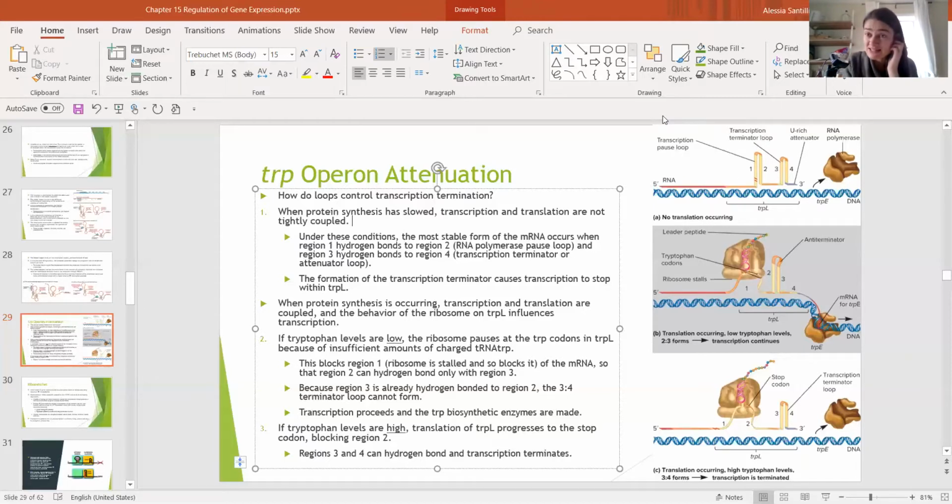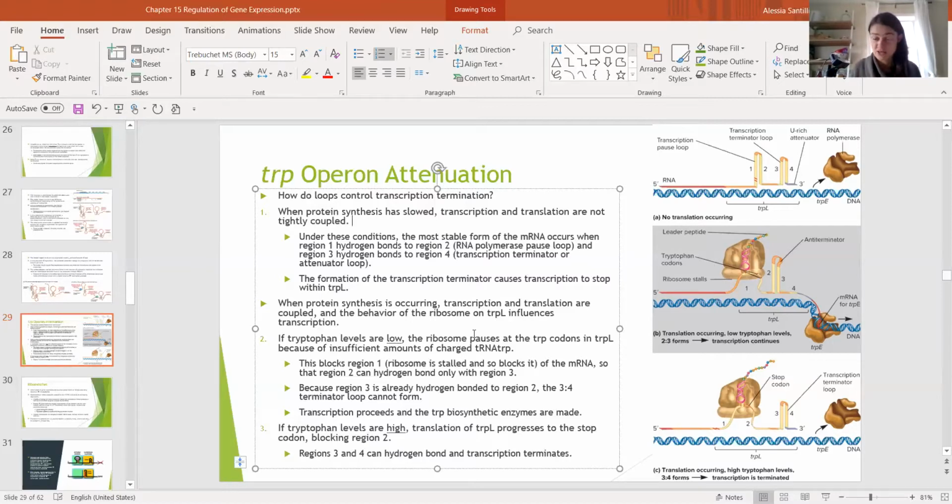So when protein synthesis has slowed, transcription of the tryptophan operon doesn't work, which makes sense because why make your amino acids, the building blocks of protein, if the synthesis of protein has slowed in the first place? So that makes sense.